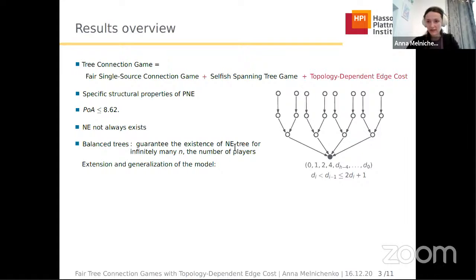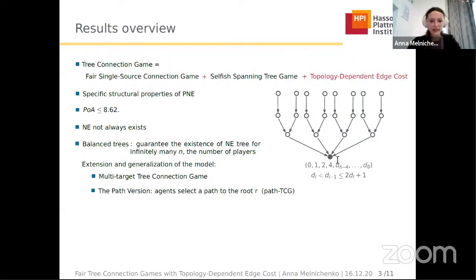I think I can briefly mention that in our paper there is a huge section dedicated to extensions and generalizations of our model, which are also interesting. First of all, there is a multi-target connection game, where we have not only one root or one source to connect with, but many sources. In this case, it intuitively holds that the game will be a combination of games played on subtrees. So the stable state is a forest of stable trees.